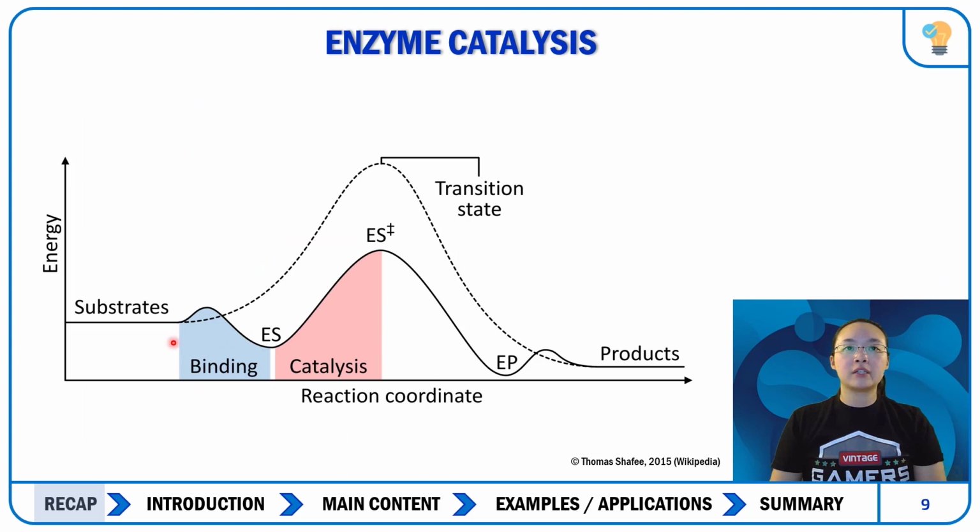So here's a clearer diagram. You have your substrates, there's binding, catalysis, so then you form a transition state over here, and that transition state is much lower than the original uncatalyzed reaction, and then it forms your products.